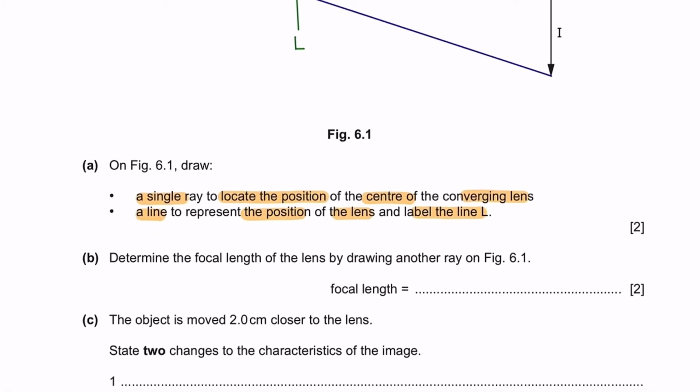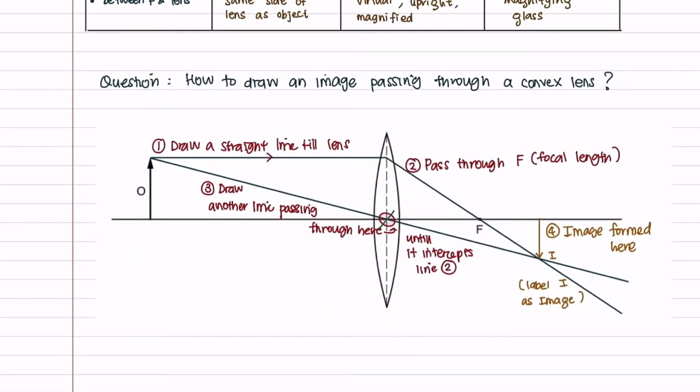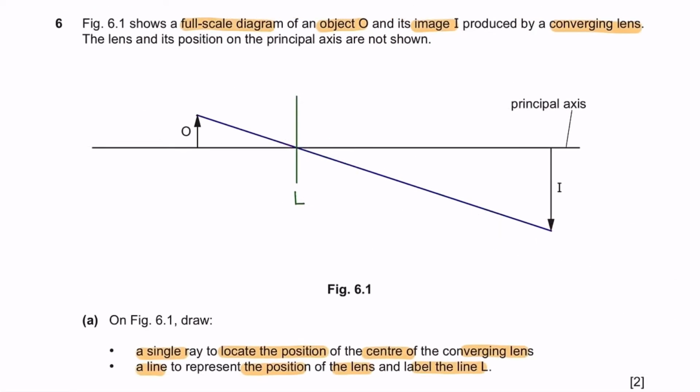Next question is asking us to determine the focal length of the lens by drawing another ray on Figure 6.1. Focal length is from the center of the lens to the focal point. To determine the focal length, we first must find the focal point. Now that we know the center of our lens, we can draw a straight line to the center, and then from that point onwards, we can elongate and touch the tip of the image. And the line that intercepts the principal axis is our focal point. So we draw a straight line from the tip of the object to the center of the lens, and then from there, we elongate until we arrive at the tip of the image.